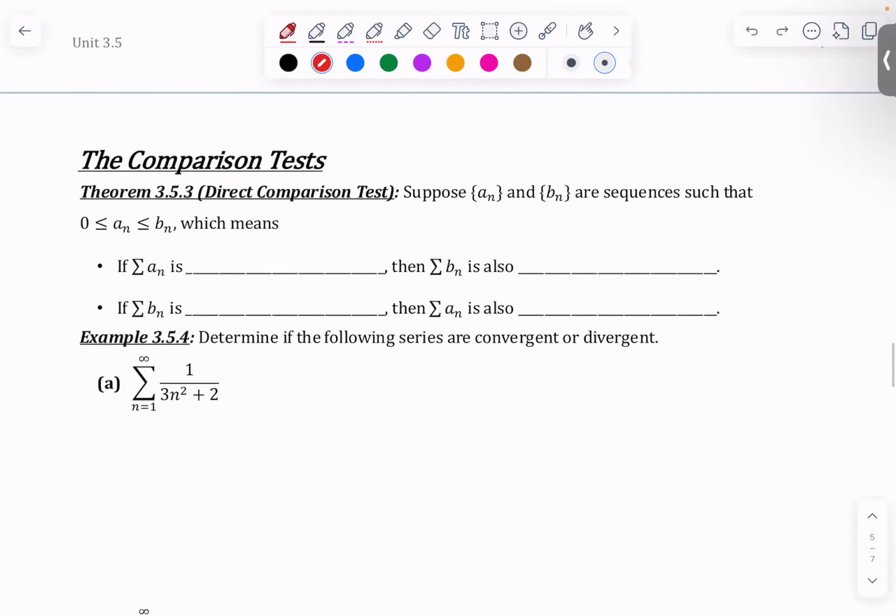Next one, the comparison tests. We have two different types. There is the harder one to use, the direct comparison test, and then the one that everyone loves, the limit comparison test, which we'll get to. So suppose that a sub n and b sub n are sequences such that a sub n is smaller than b sub n for all n.